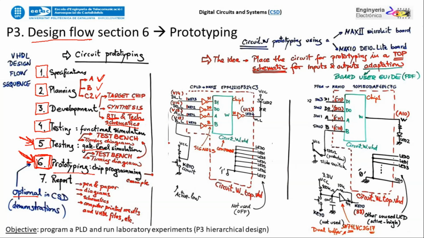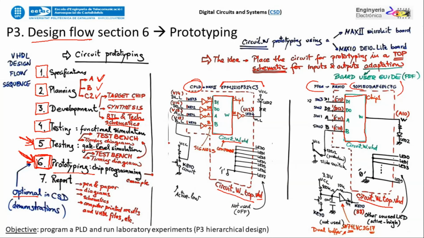The idea of prototyping means placing your circuit, the circuit that you have in mind, in a top architecture. For example, if the circuit is the circuit W, now you have to invent another VHDL file, the circuit W top. And that is for a given board, for example, this one based in a complex PLD from Intel. Or you have to do the same, you see, place the circuit as a component inside a bigger architecture that you will call the same, circuit W top. If you are using, for example, as a target chip an FPGA Max 10 from Intel, right?